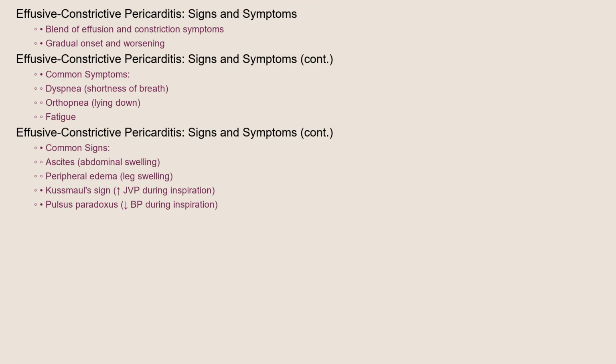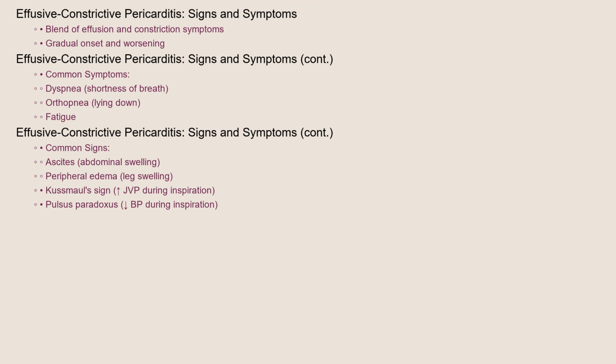The signs and symptoms of effusive-constrictive pericarditis are often a blend of those seen in pericardial effusion and constrictive pericarditis. Patients may experience shortness of breath, dyspnea, especially when lying down, orthopnea, fatigue, and swelling in the abdomen, ascites, and legs, peripheral edema due to fluid retention.